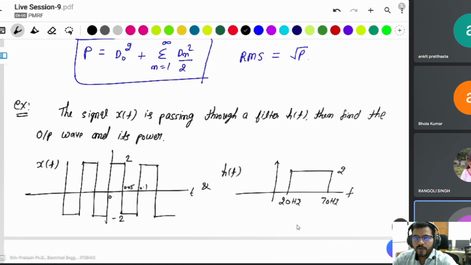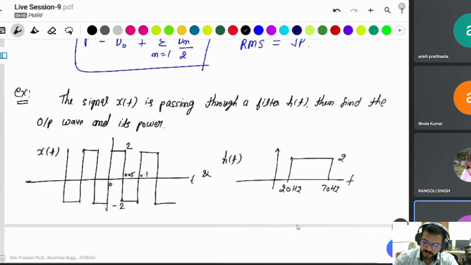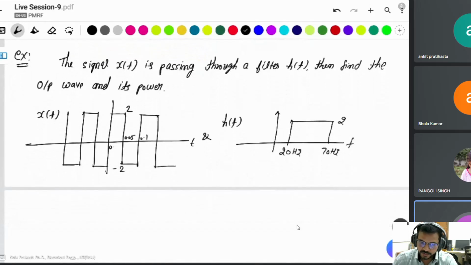For solving this type of question, first of all, find the Fourier analysis of this signal. Then you will choose the harmonics: how many orders of harmonics are passing through this filter, and how many orders are rejected by this filter.